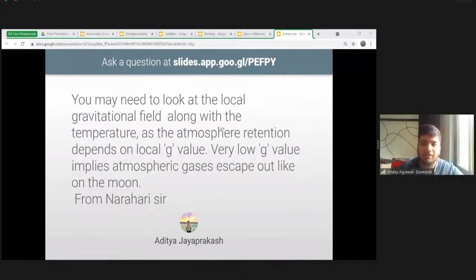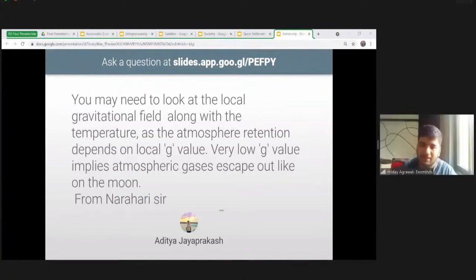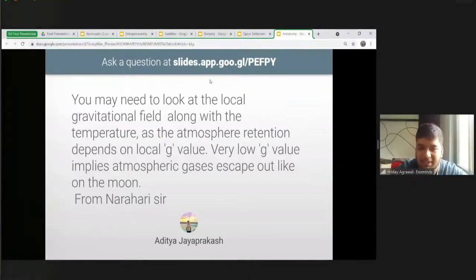So we would surely look after this thing. We were looking for the liquid water in the first case. Now our second step would be to look for the gravity and many atmospheric things. So we'll surely look after this, sir. Thank you so much for your suggestion.